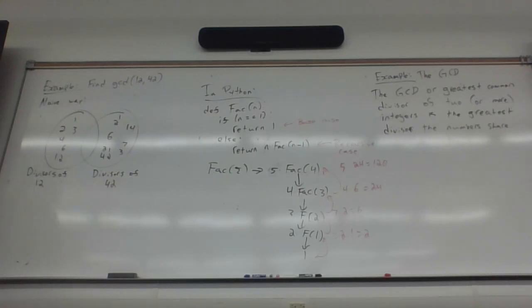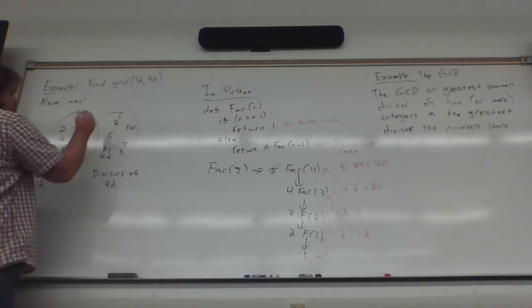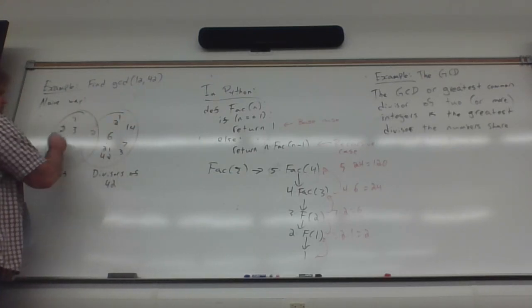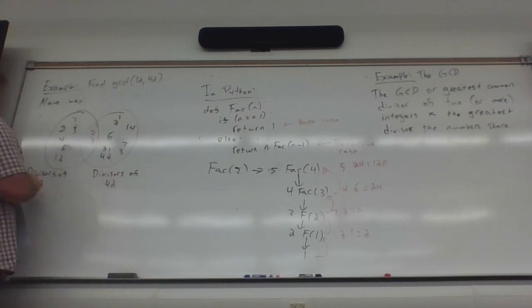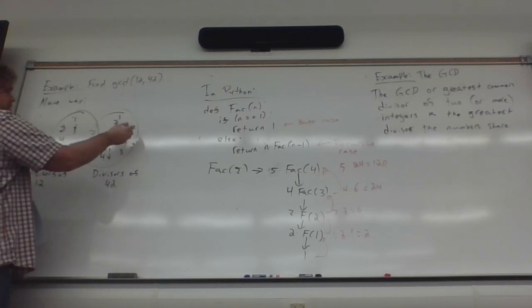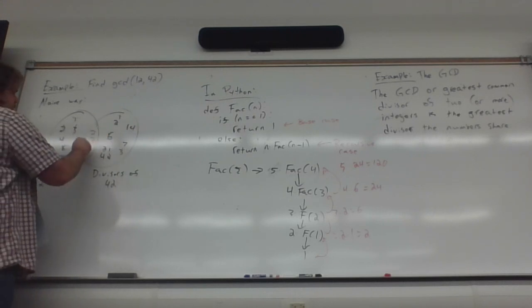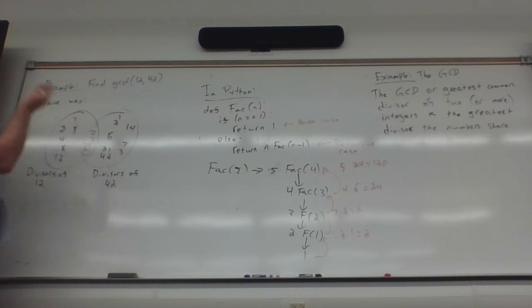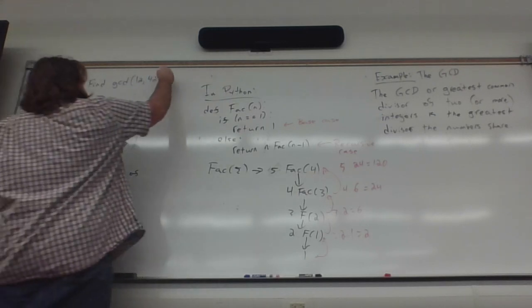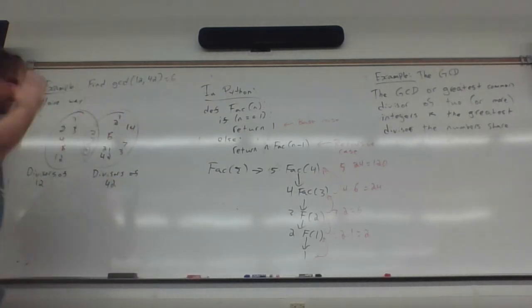And it's a Venn diagram, so we just move the ones they have in common to the middle. So they don't have... You have 6. Yeah, they have 6 in common. So what's the biggest one? 6. So the GCD here, all right, it's 6, right? Perfect.